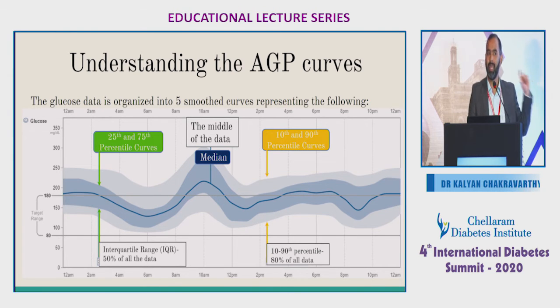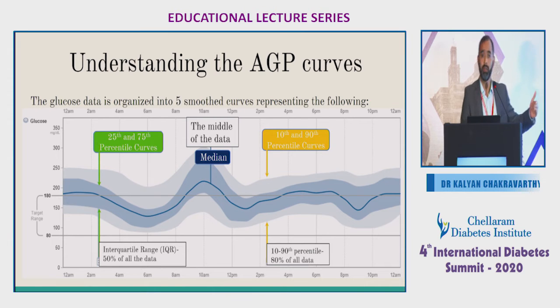So it gives about 80% of your daily average readings. Why is it important? Now we are talking about time in range, where we say that 70% of your daily glucose targets have to be within range. This is a simple way of doing it.